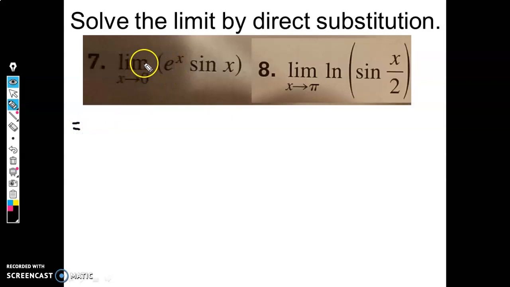All right, so the limit as x approaches 0 of this function is, well, you just substitute 0 in place of each of the x's. So you have e to the power of 0 multiplied by sine of 0. So what is e to the 0 power? e to the 0 power is 1. Anything to the power 0 is 1, by the way.